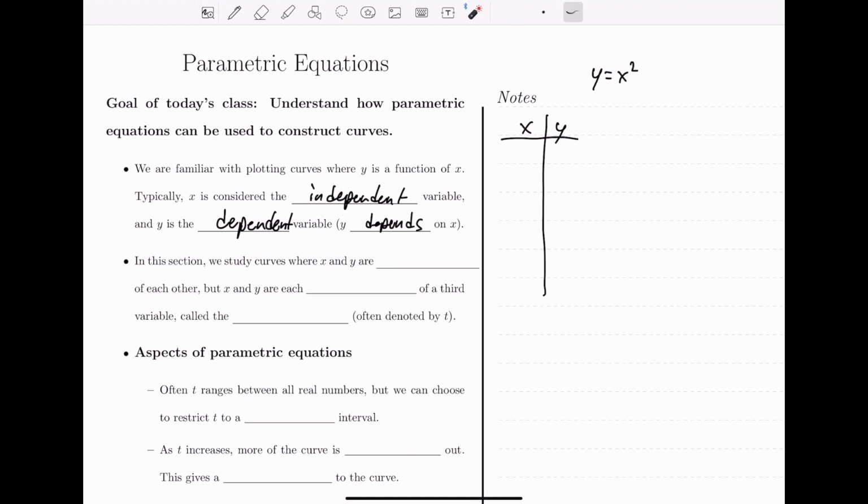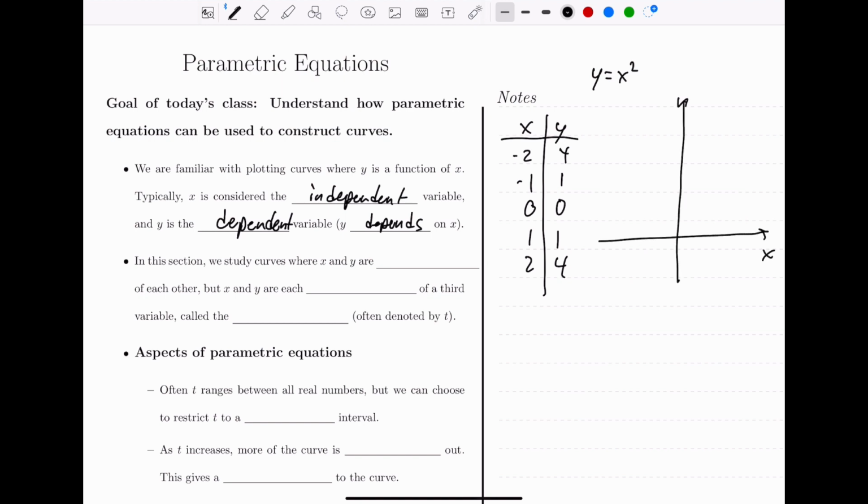And if we thought about plotting one of these curves, we would generally create some points. So we'd put in some different x values, maybe -2, -1, 0, 1, 2, and then we'd write the resulting y values. So we'd square -2 to get 4, square -1 to get 1, 0 squared 0, 1 squared 1, 2 squared 4. And then we'd plot the points in the xy plane.